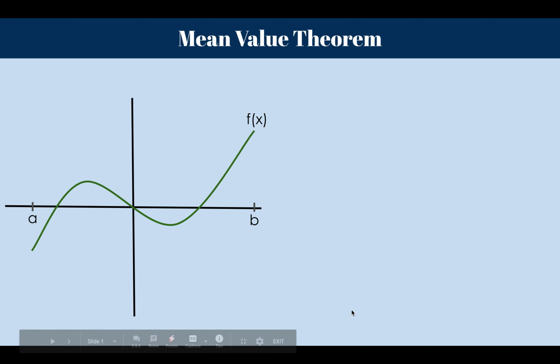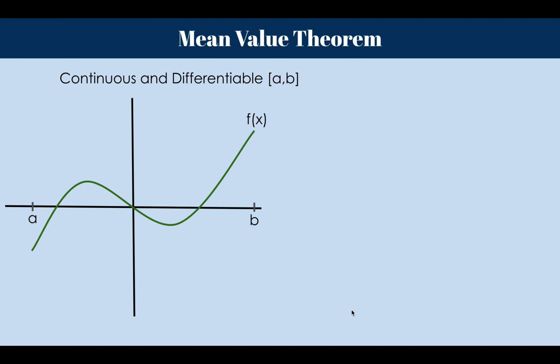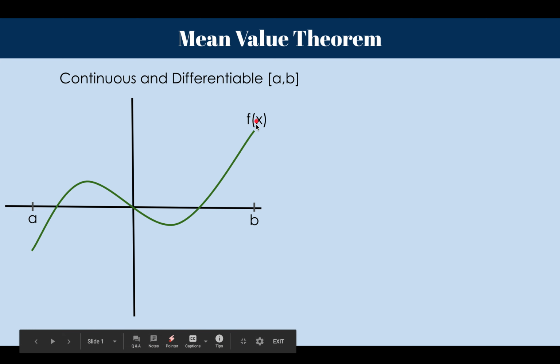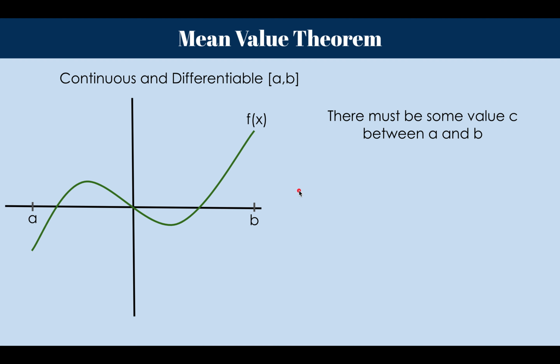Hey guys, in this video I will discuss the mean value theorem and walk through an example to show how it can be applied. So this theorem applies to functions that are both continuous and differentiable. So let's say we have this function f of x that's both continuous and differentiable in this interval from a to b. This theorem says that there must be some value c that's between a and b, where the derivative of the function is equal to the average rate of change of the function from a to b.